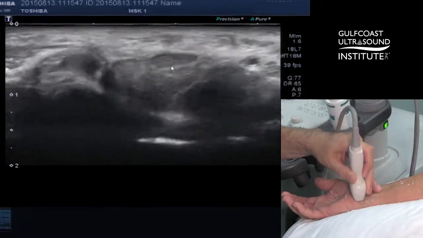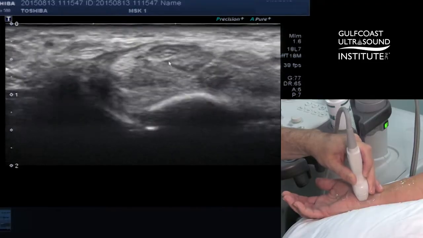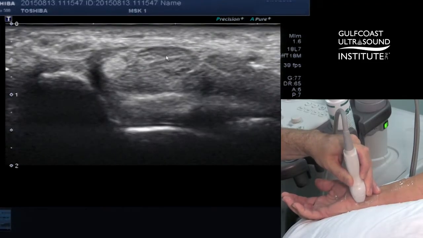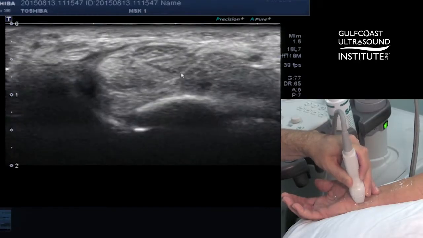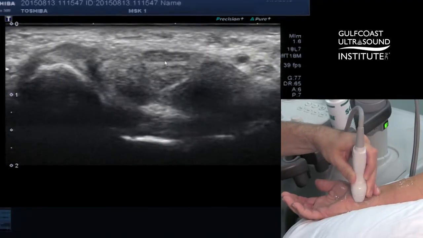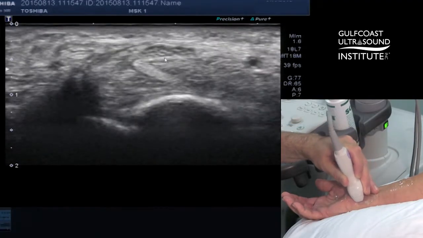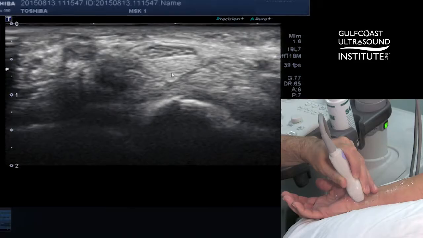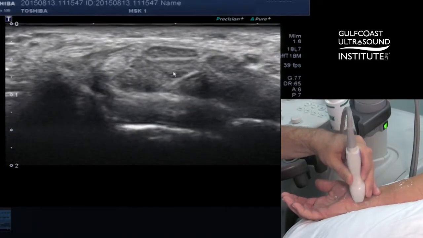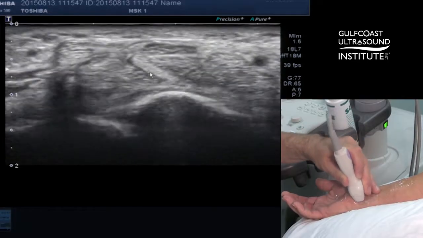So the median nerve can be identified by its fascicular architecture, and it looks like a honeycomb appearance where it's darker fascicles compared to the really fine fibrillar architecture of the surrounding tendons. We can do what's called toggling the transducer, and you'll notice that the surrounding tendons have more anisotropy, so they will change to a much greater extent than the nerve does. So these are the surrounding flexor tendons.